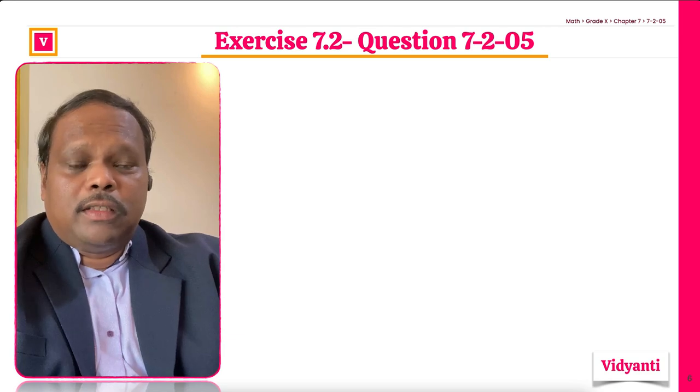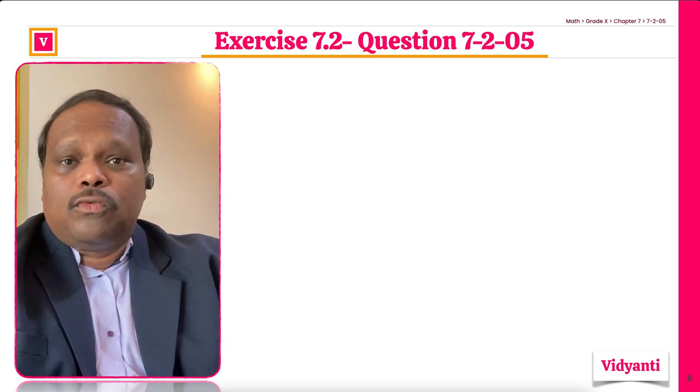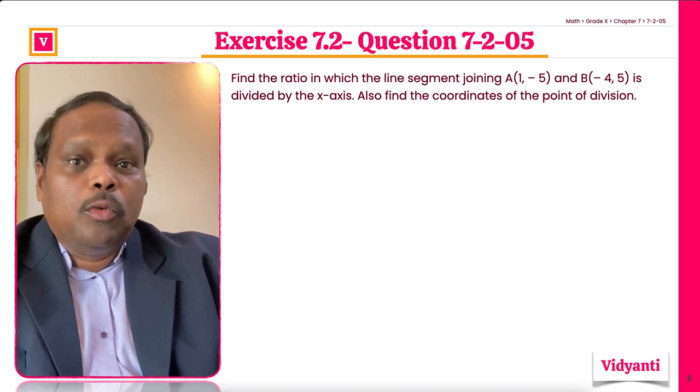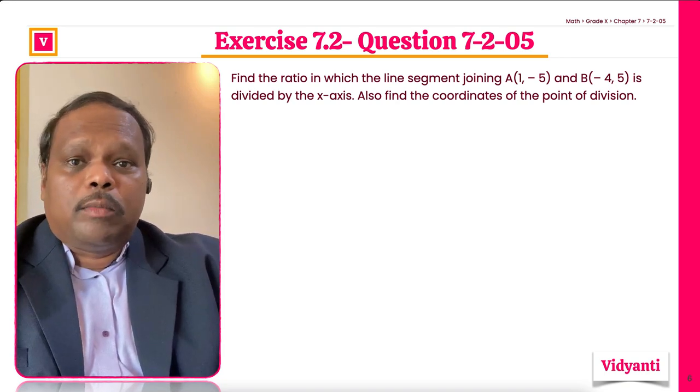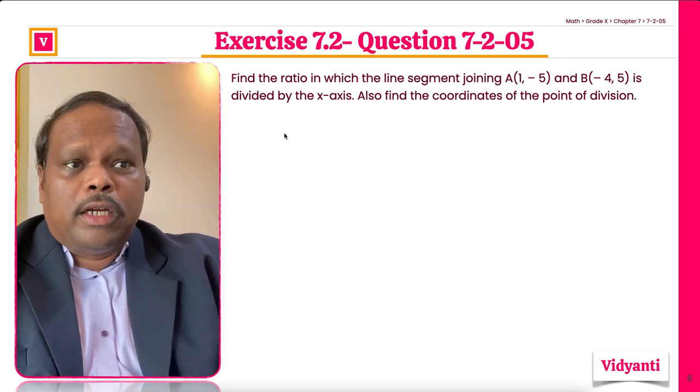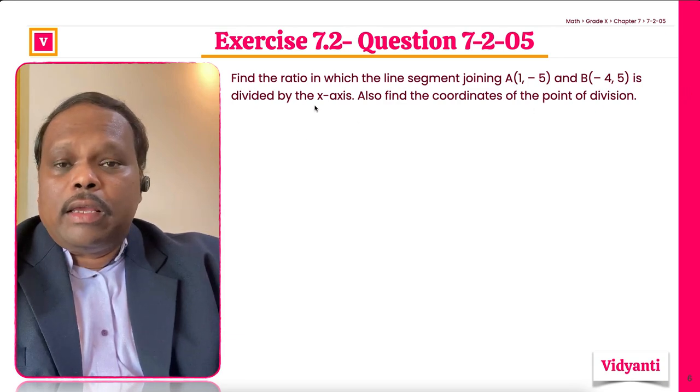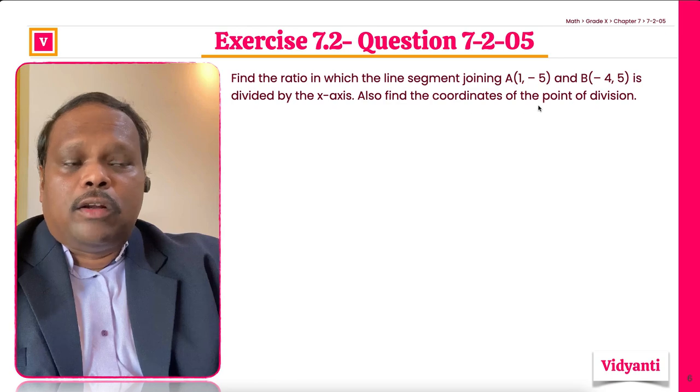Let's see the next question in this exercise, question 7.5. We have been given 2 points and we are supposed to find out the ratio in which one intermediate point is dividing that line segment. Find the ratio in which the line segment joining A and B is divided by the x-axis. Also, find the coordinates of the point of division.